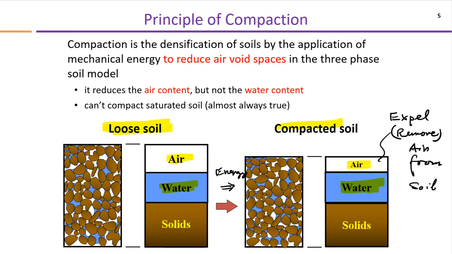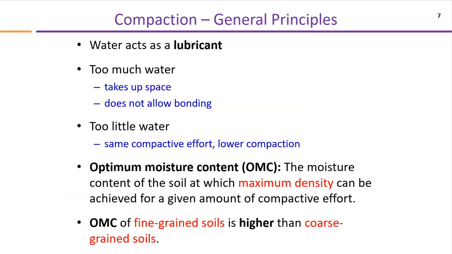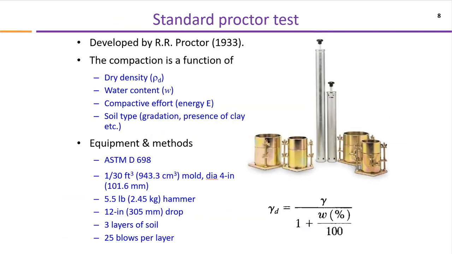Okay, so how much energy do we need to give, what energy is good for the unit weight, and how much unit weight can we achieve? For that we are going to do one test which is called a compaction test. This test is named after the person who developed it, whose name was Proctor. So this is also called the Proctor test or compaction test.